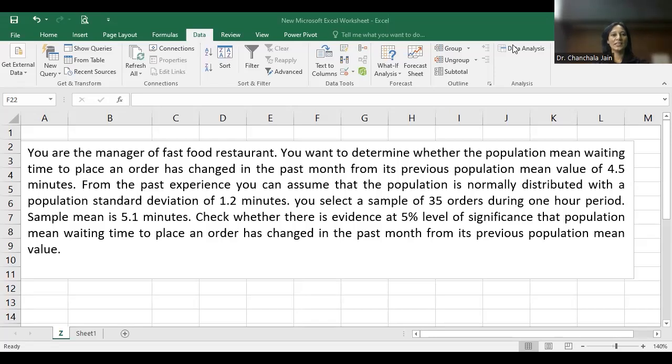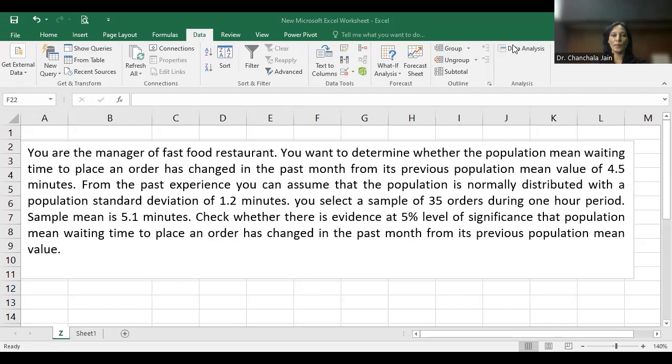Hello friends, in this video, I'll explain how to perform one sample Z-test using Excel. Although, under the data analysis toolpack in Excel, there is nothing like one sample Z-test available, we can use Excel as a calculator to perform one sample Z-test. To understand how, here I have taken one problem.